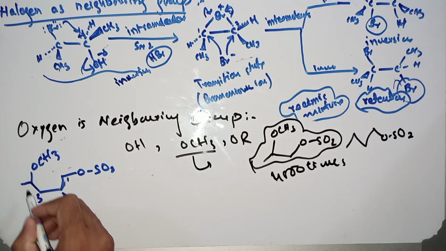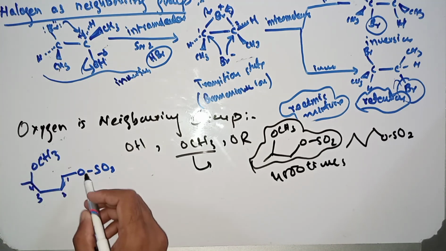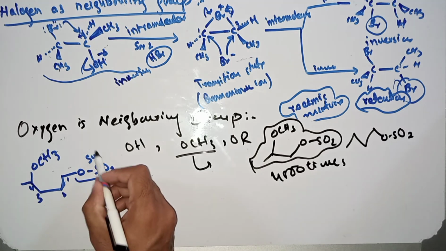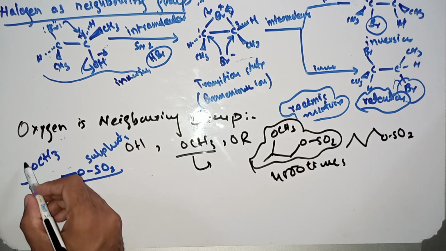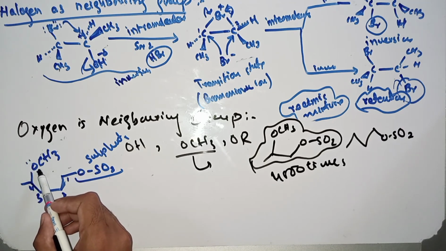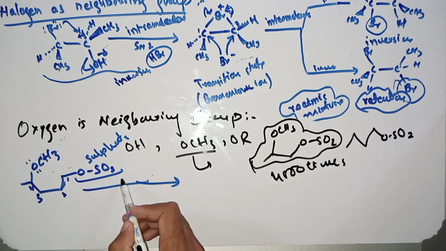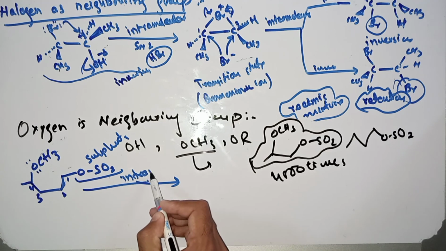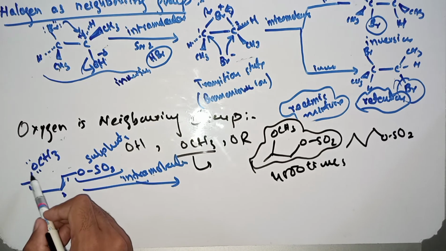1 2 3 4 5. 4-methoxyalkyl sulfonate. This is the sulfonate group, so it is called 4-methoxyalkyl sulfonate. Here in this case the methoxy group has two lone pairs. This lone pair will act as a nucleophile, that is, intramolecular attack will occur. Why intramolecular? Because it is due to the neighboring methoxy group.